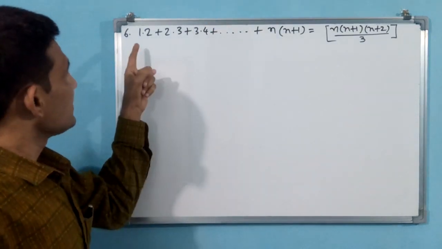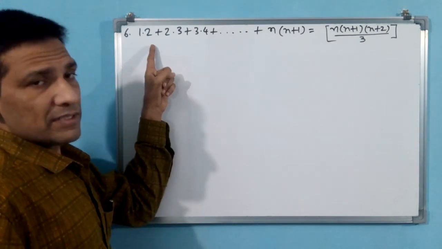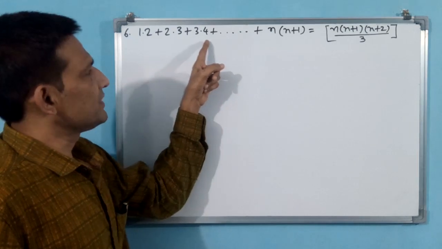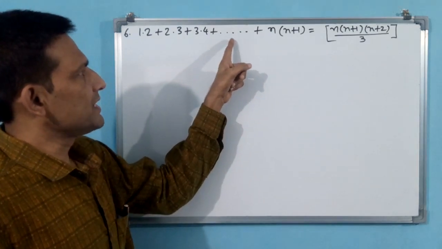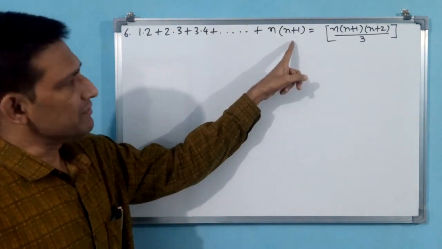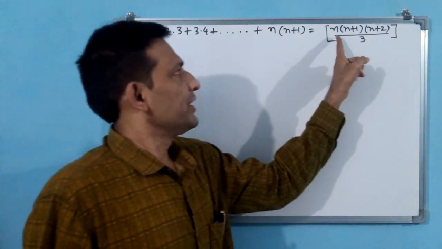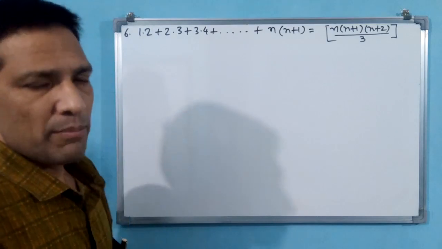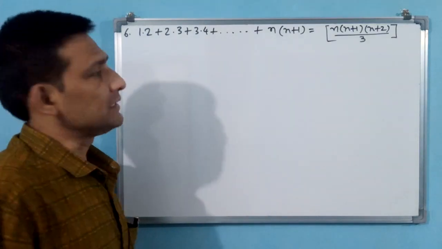See the sixth question. This is not 1.2, it is 1 into 2. 1 into 2 plus 2 into 3 plus 3 into 4 plus dash dash dash plus n into n plus 1 is equal to n into n plus 1 into n plus 2 by 3. This we have to prove by principle of mathematical induction.